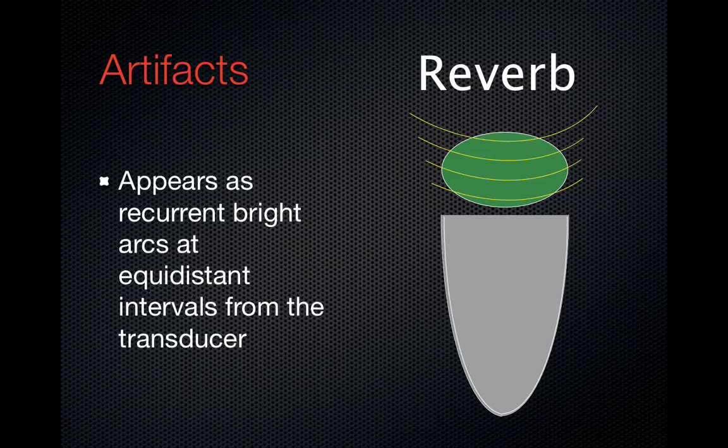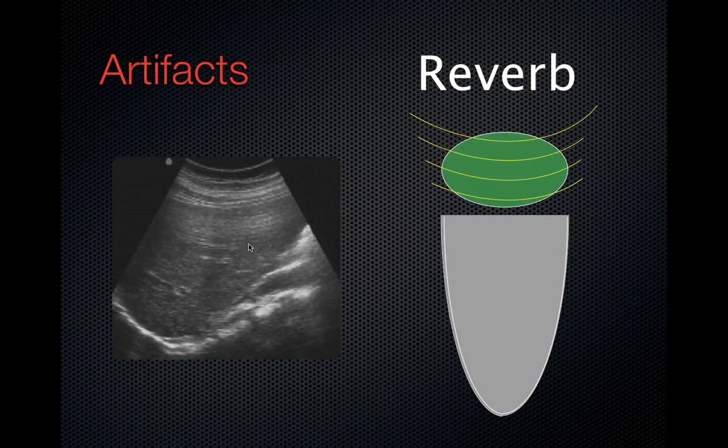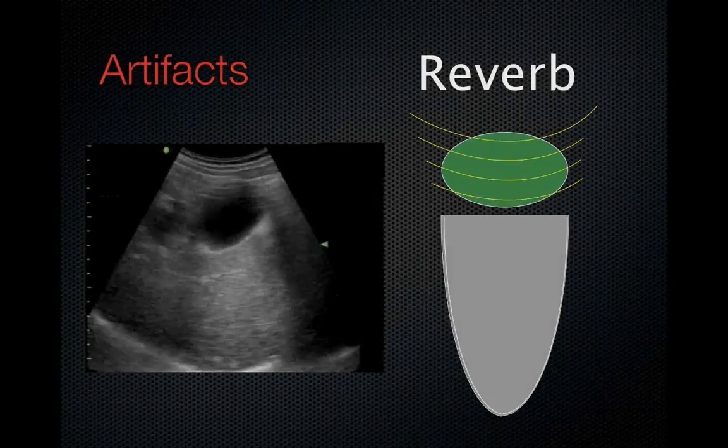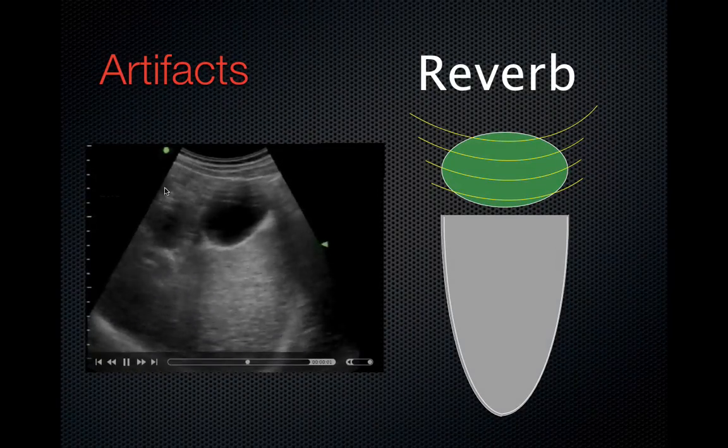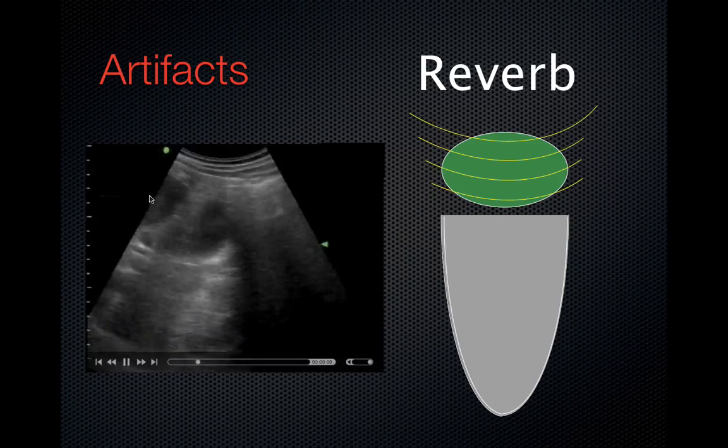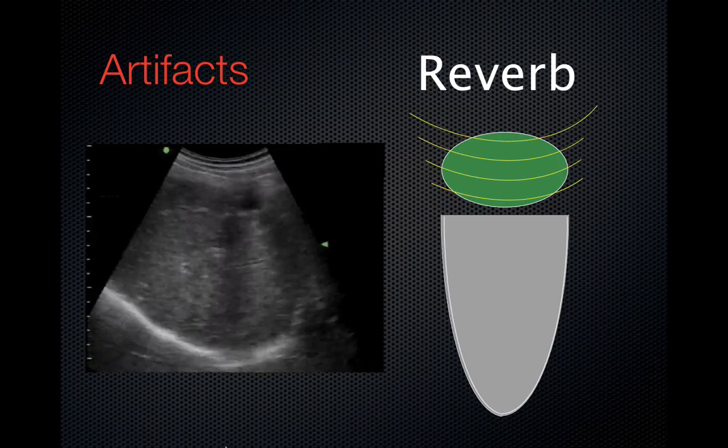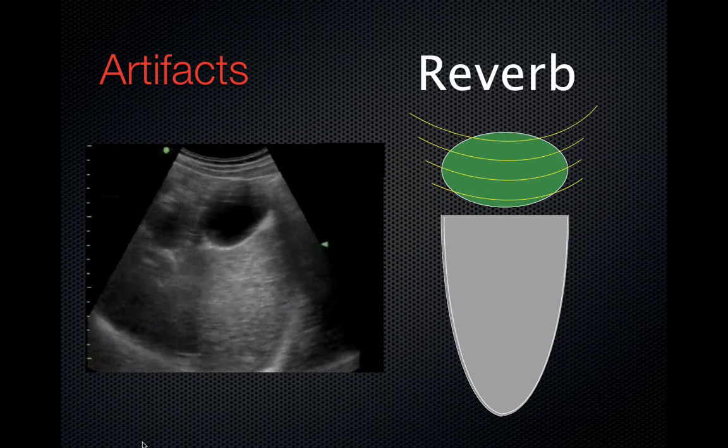Reverberation artifacts appear as recurrent, bright arcs at equidistant intervals from the transducer. Here's an example. There are not stripes throughout this patient's liver. These are reverberation artifacts. Again, these stripes at the top of the screen are not really there. They're artifacts due to reverberation.